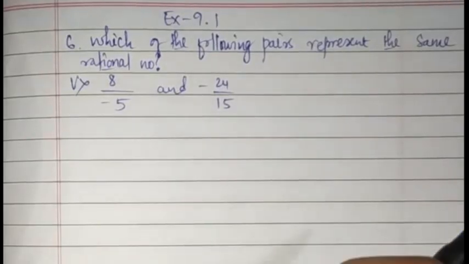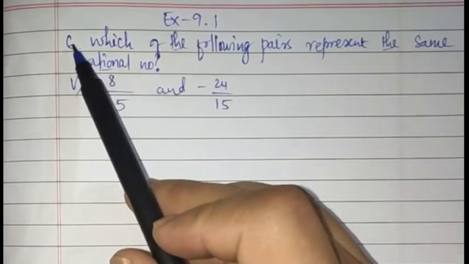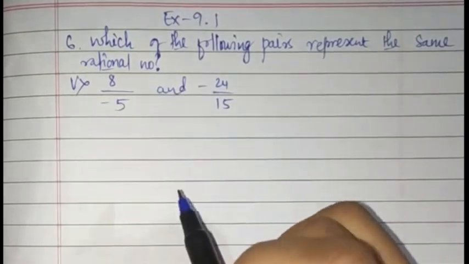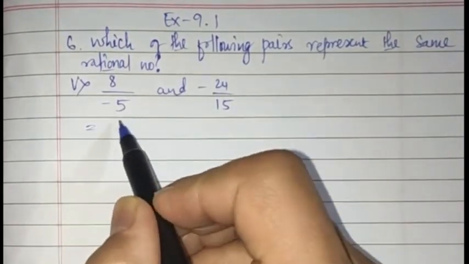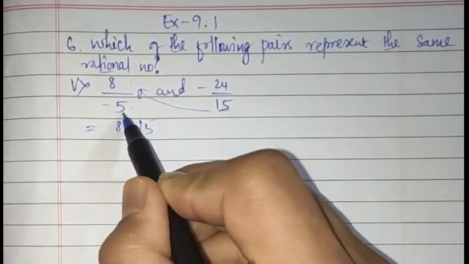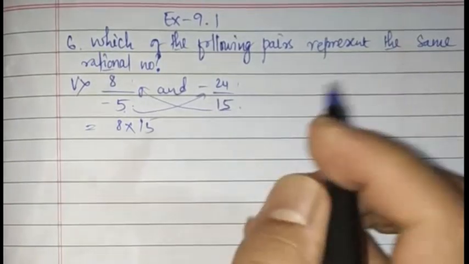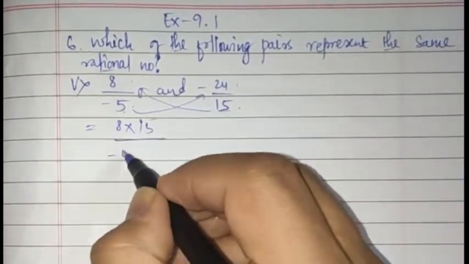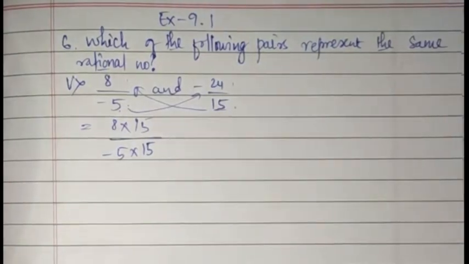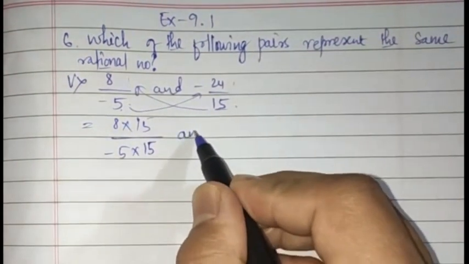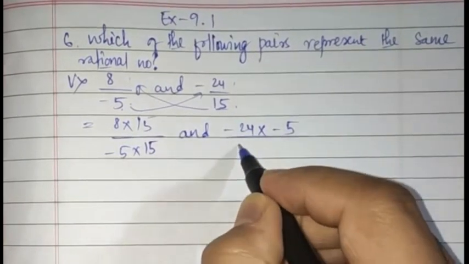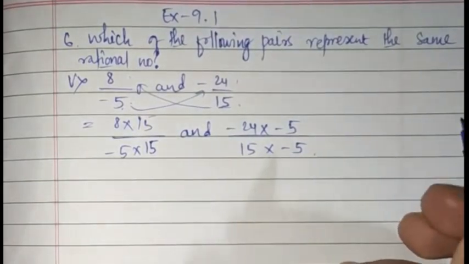Moving on to the next home assignment from exercise 9.1, question number 6. Which of the following pairs represent the same rational number? I hope you remember how to do this. Let me remind you again. This denominator you have to multiply on both sides. This is the only funda you have here. Okay, so 8 by -5 and -24 into -5 by 15 into -5. This is the only thing.